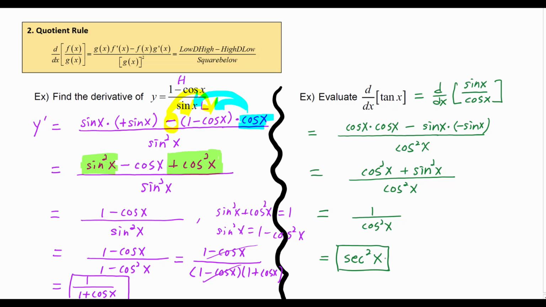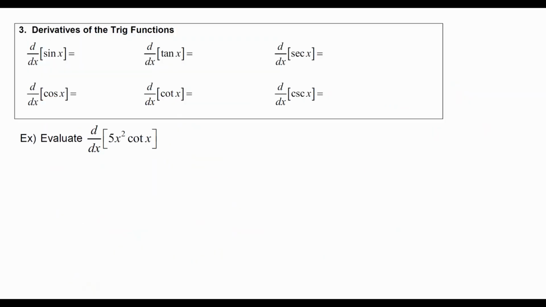But I could always ask you to derive a derivative of tangent x, and this is how you would do it. Now you can fill out all these formulas. Derivative of sine x, as you know, is cosine x. Derivative of cosine x is negative sine x. Derivative of tangent x, we just did it, secant squared x. I want you to find out what the other three are, but actually do the proof of it.